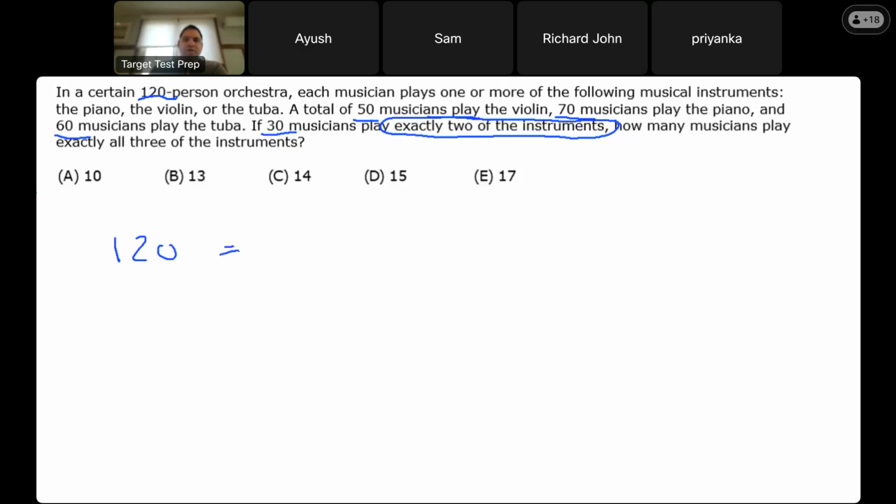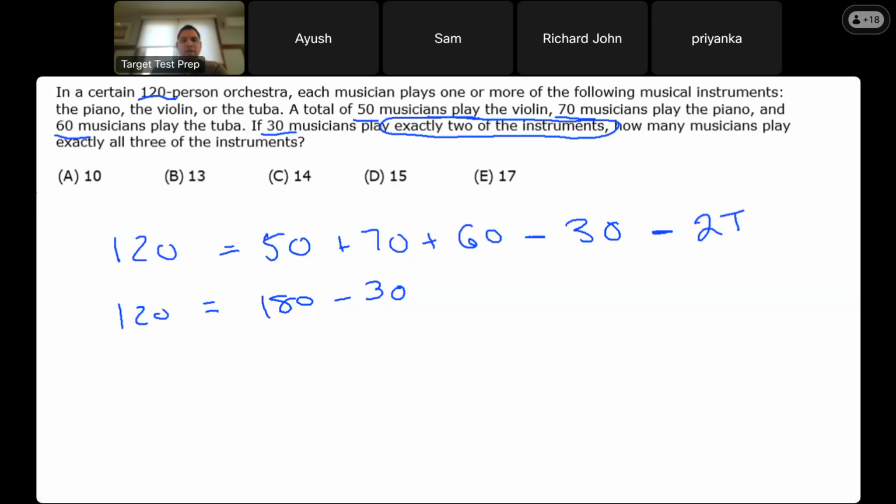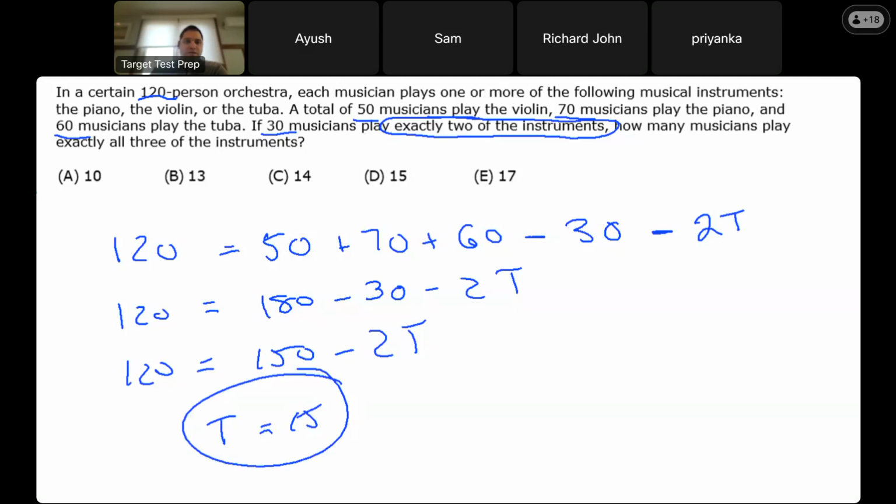So instead of writing it out, it's so simple. 120 is equal to 50 plus 70 plus 60 minus the double, minus 2 times the triple, which we don't know the answer, plus the neither. Now, there is no neither here, so we just ignore it. So we say 120 is equal to 180 minus 30, minus 2t, so minus 2t is equal to minus 30, so t ends up being 15. And that's it. That's what you do.